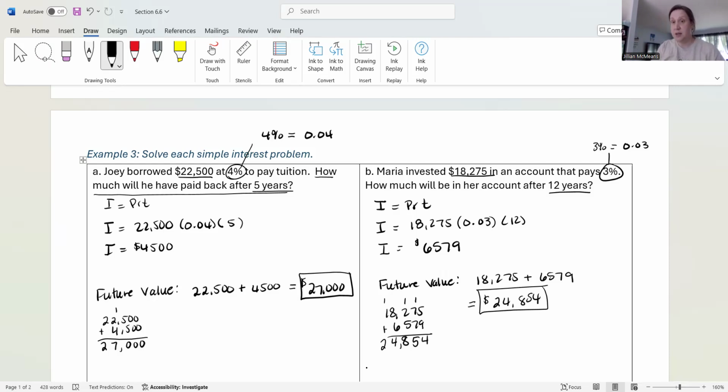Okay, so that is simple interest, how to just calculate interest all by itself, but then how to also take the idea of interest and then what is in that account or what is that loan worth at the end of a particular time period. So you find the interest and then you do just a little addition problem. Okay, I think in the next video, we're going to look at calculating a monthly payment using simple interest.